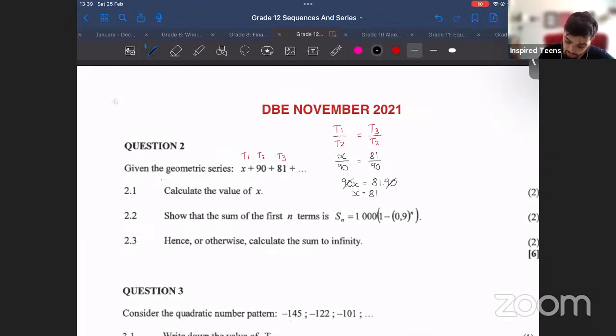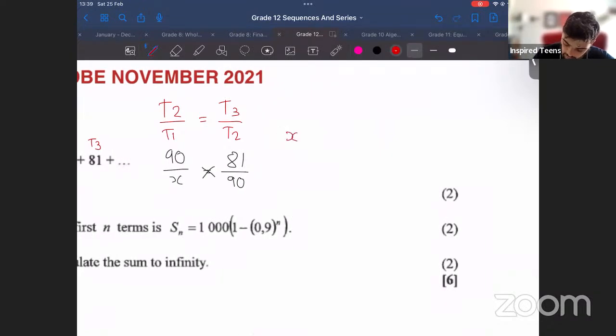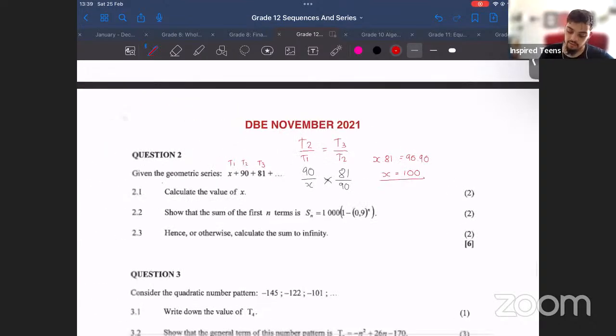No, I did something wrong. Okay, I think I know what I did wrong. T2 over T1 is equal to T3 over T2. T2 is 90. Sorry, that's what was wrong. T1 is x, so x is equal to 81 over 90. Now we cross multiply. We get x times 81 is equal to 90 times 90. When you simplify it, you get an answer of 100. The value of x is 100.